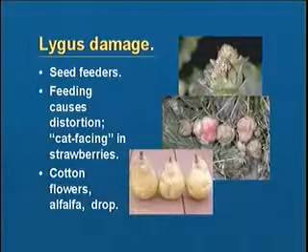They're seed feeders, Lygus are, and their feeding causes distortion. Cat facing in strawberries is caused by Lygus. These types of depressions in pears are also caused by Lygus, which have a large host range. In cotton and seed alfalfa, their feeding can cause the flowers to drop, so they can actually decrease yield of the crop.